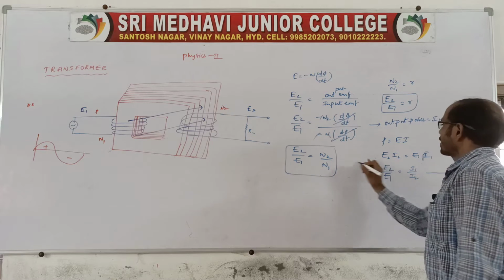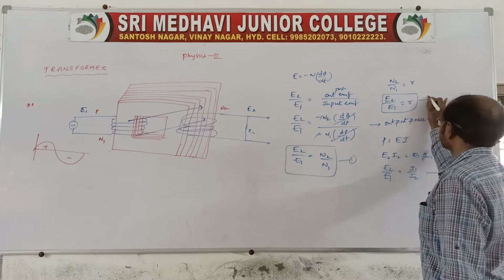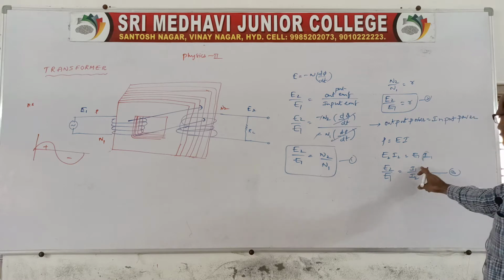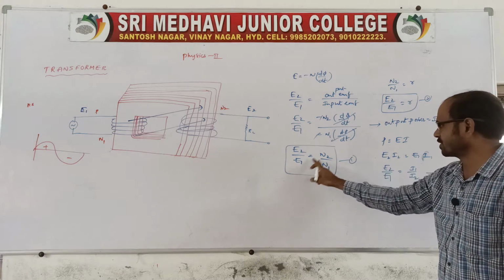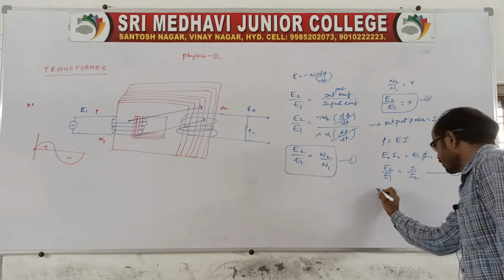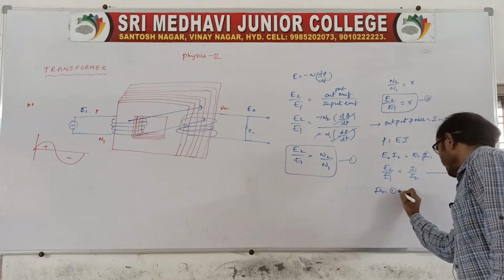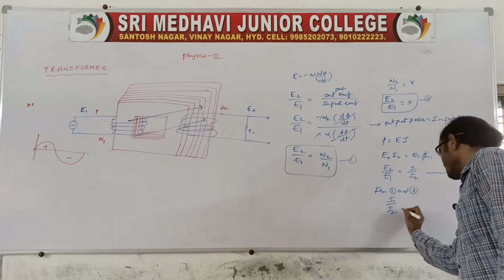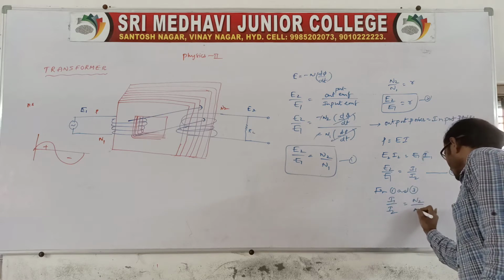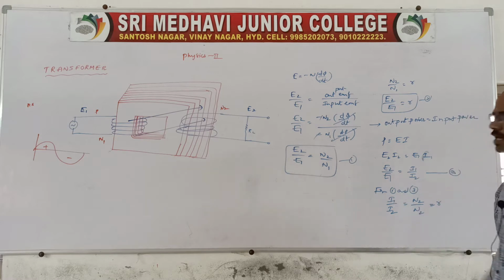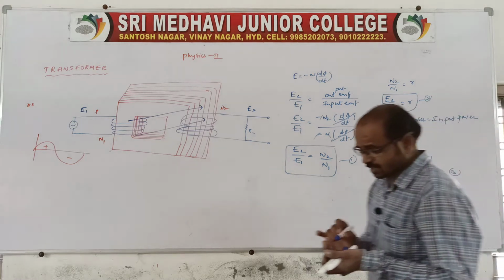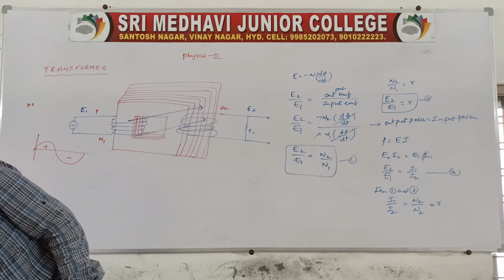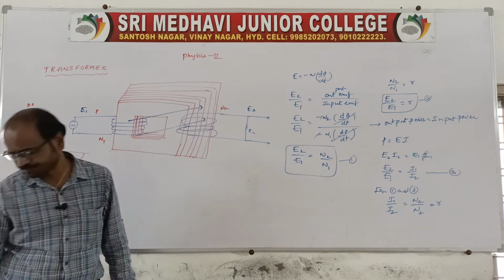This is equation 1, this is equation 2 and this is equation 3. Now look here: E2 by E1 is nothing but I1 by I2, and E2 by E1 is equal to N2 by N1 also. So from 1 and 3, I1 by I2 is equal to N2 by N1, which is equal to r. This is the related theory belonging to the transformer.